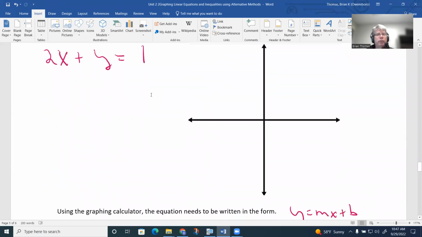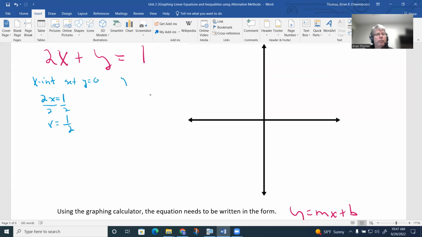So if I have 2x plus y equals 1, an easy way to graph this is just find the x and y intercepts, since I need just 2 points. So the x-intercept, what we did is we can set y equal to 0 and solve for x. So remember, when I set y equal to 0, the y term drops out, so this just becomes 2x equals 1. If I divide both sides by 2, we get x equals 1/2.